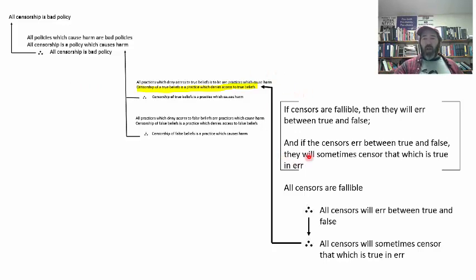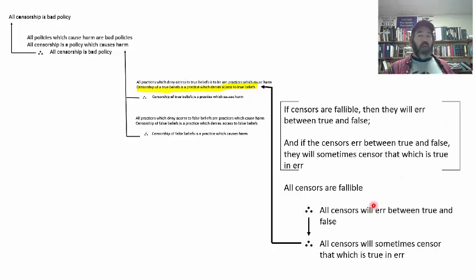Now, these brackets are there to show you that even though we have two claims here, and they're both hypothetical statements, antecedent if, consequent then, this is a premise on a conditional two-part hypothetical premise. If all sensors are fallible, then they'll err. And if they err, then they will necessarily err between the true and the false. That means that they're going to censor something that is actually true sooner or later. Both of those conditional statements are established.